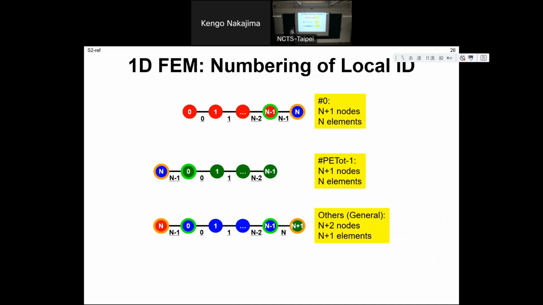So in this case, it's a general case. Numbering starts from 0 here, and this is n minus 2, and this is n minus 1, and this is n. So this is how we number the local nodes and local elements, including the external nodes and also overlapped elements.